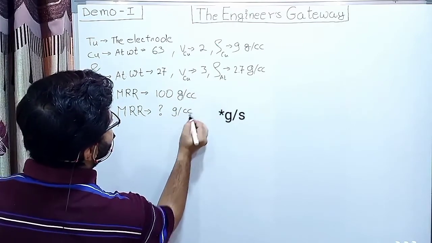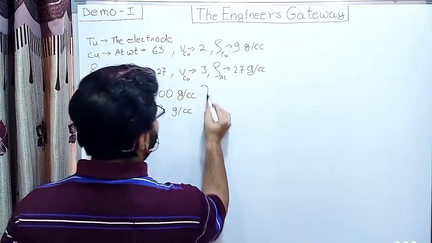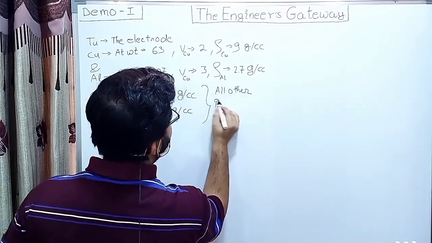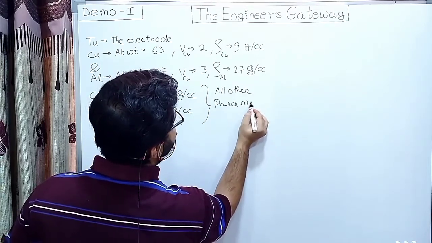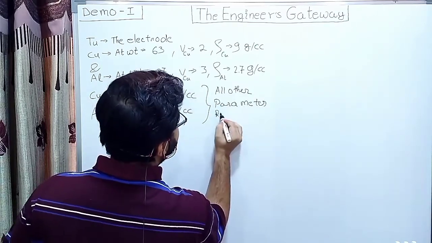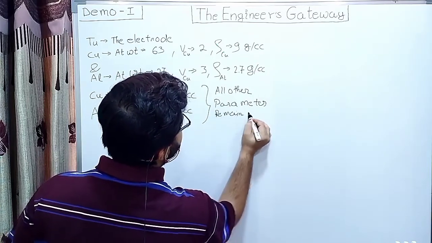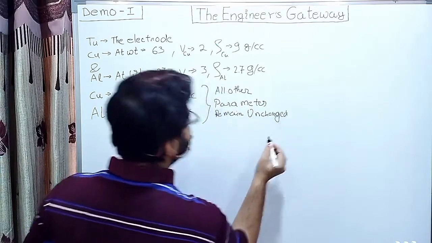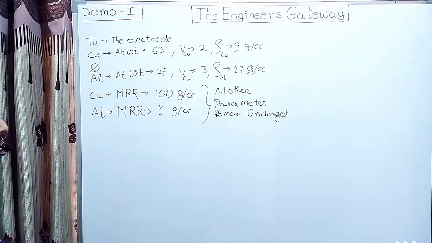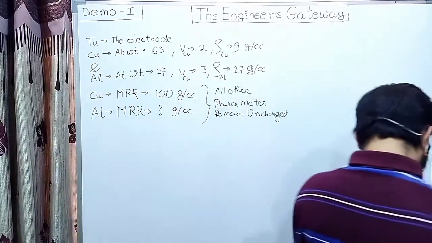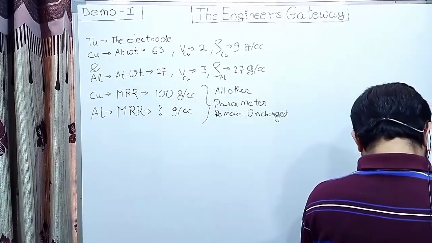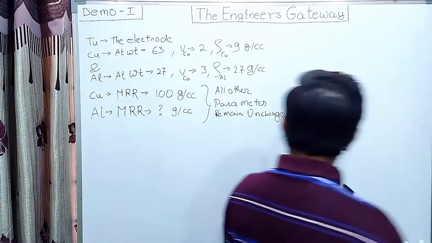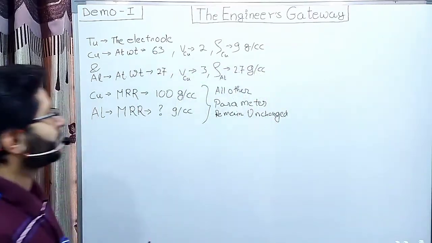in grams per cc, considering all other parameters remain unchanged. Okay, all other parameters remain unchanged and you are supposed to find that now. How do we proceed?